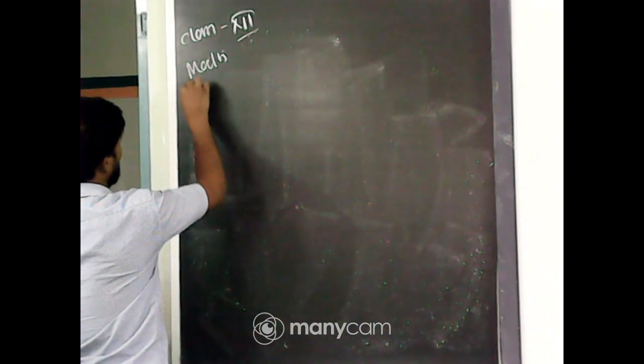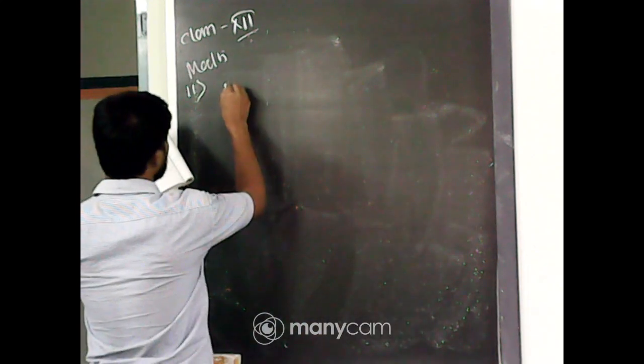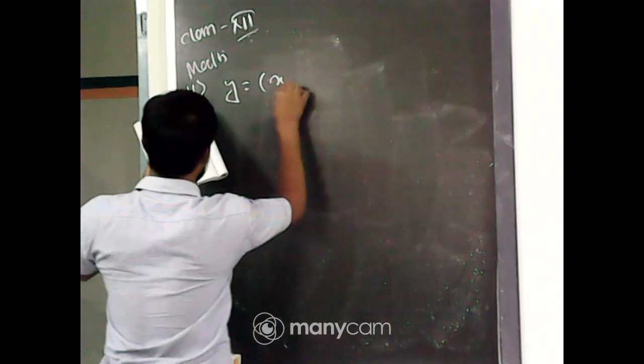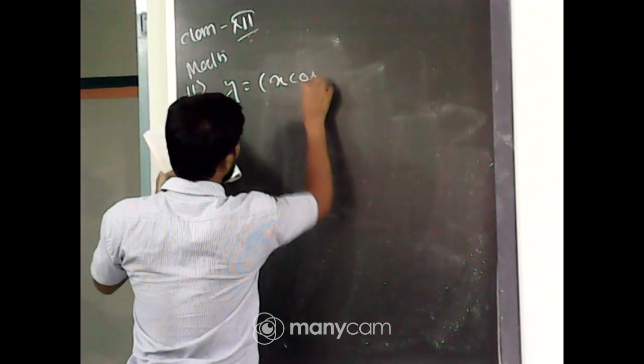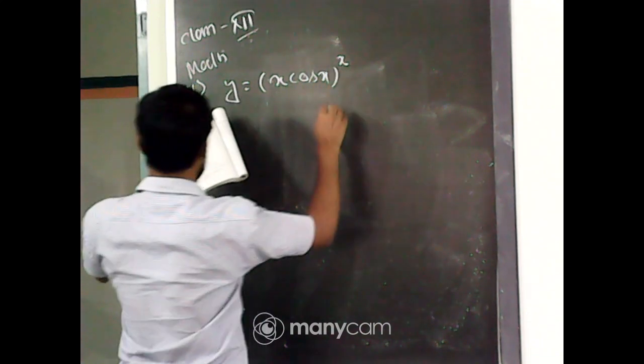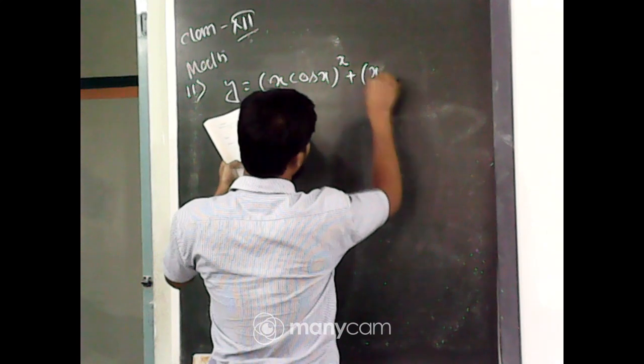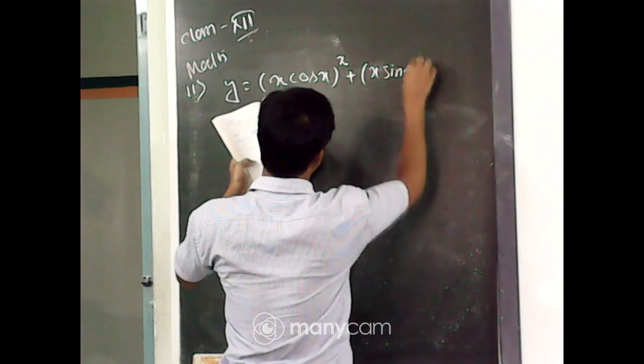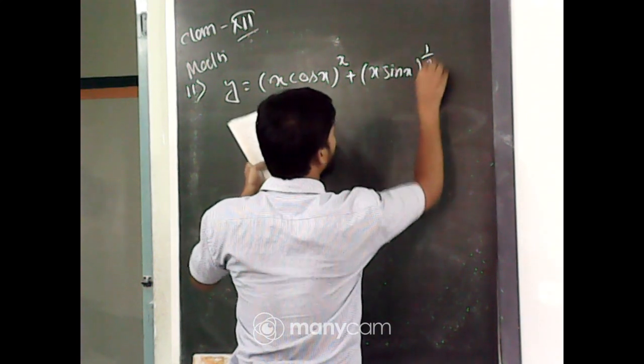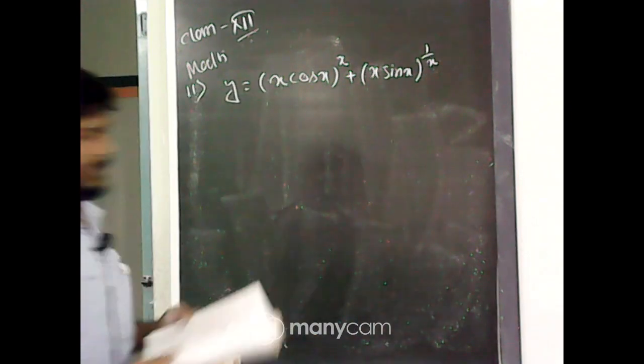Question number 11. The question is, find the differentiation of x cos x to the power x plus x sin x to the power 1 by x. Now we have to differentiate this expression.